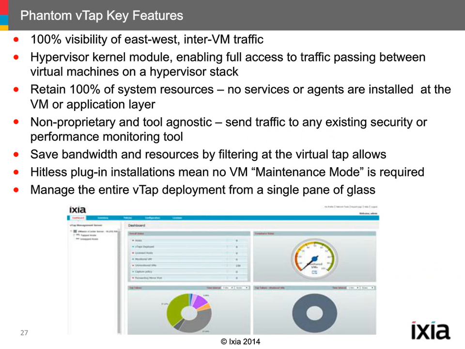I just want to go over some of the key features again about what a virtual tap and Phantom has to offer. One of the key things is that it's a kernel level installation that installs at the hypervisor stack. What that means is that we never install any services or agents on the VM or application layer. There's no monitoring probe or VM that needs to get installed on the hypervisor host level either, and it gives you 100% of the system resources. We never have to sacrifice virtual CPU, virtual RAM, or storage from your virtual machines and applications.